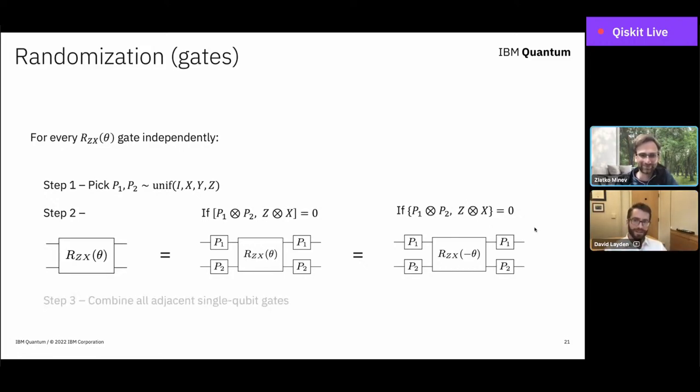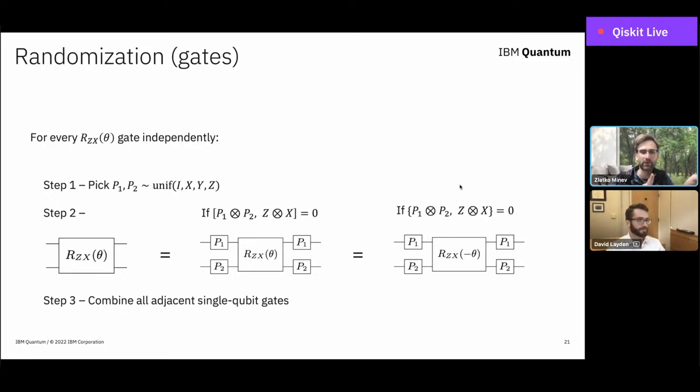Very, very cool. Yeah, thank you. And of course, the last step here is we don't leave whole sequences of single-qubit gates next to each other. We concatenate them together wherever possible. Yeah, I think, now I'm catching up. The reason this really works is because you can flip the angle theta, because if you restrict yourself to only working with the RZX of theta, you're kind of screwed. But if you allow yourself this extra two-qubit gate, then you're fine.